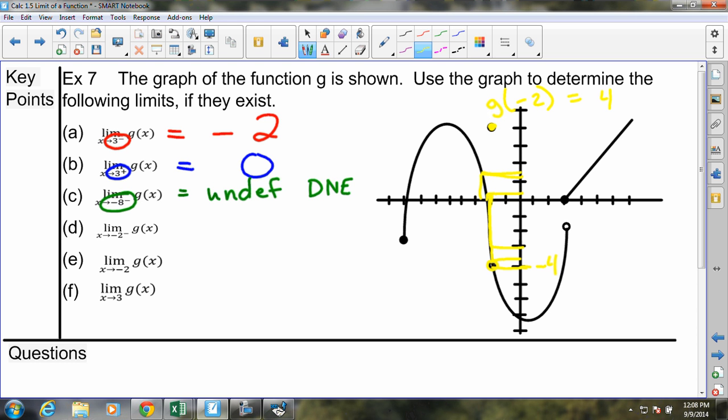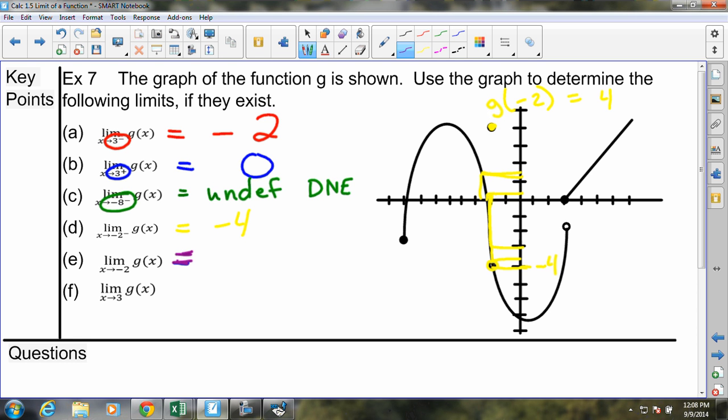You can't always just plug it into the function and say it's going to give me the correct answer. This is one where it does not. The left-hand limit is negative 4, but the actual function value is positive 4. Let's look at this one now. The limit, please note it says limit, not left-hand limit, not right-hand limit. It says total limit, so they must match left and right. If they don't match left and right, we've got a problem.